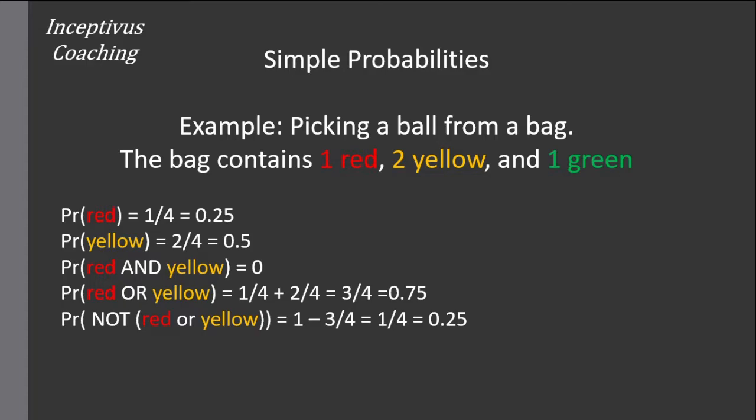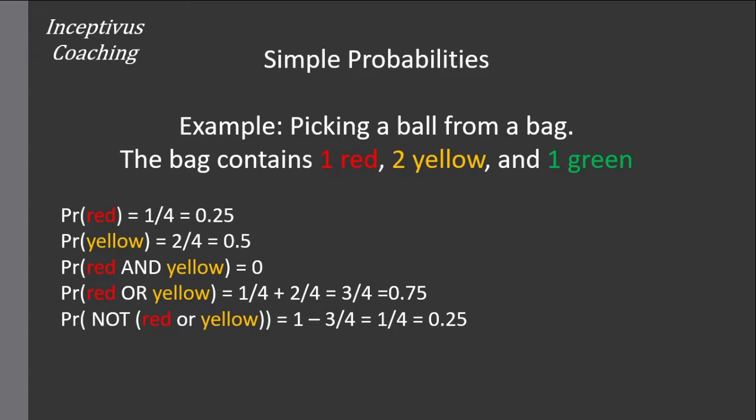The probability of choosing a ball that is both red and yellow is actually 0 because, in this question, all the balls have only one color, right? So a ball cannot be both red and yellow. However, if I change the question slightly, what's the probability of picking a ball that is either red or yellow, then this is actually possible, right? You just simply add the two probabilities together. So 1/4 plus 2/4 is actually 0.75.